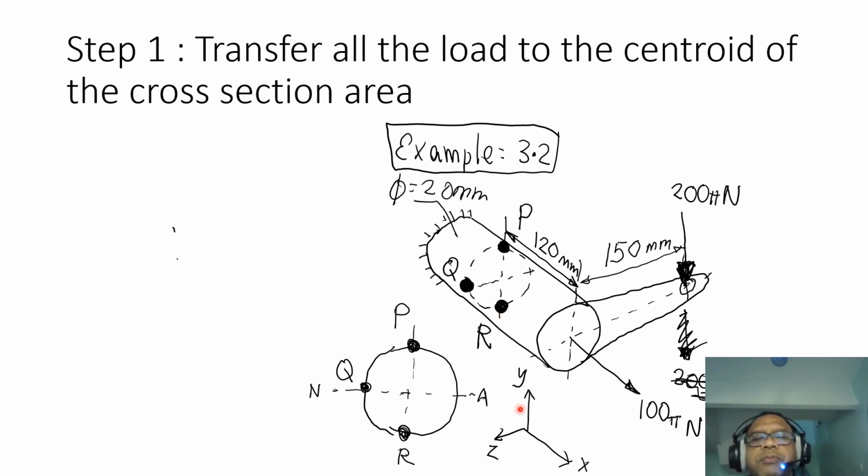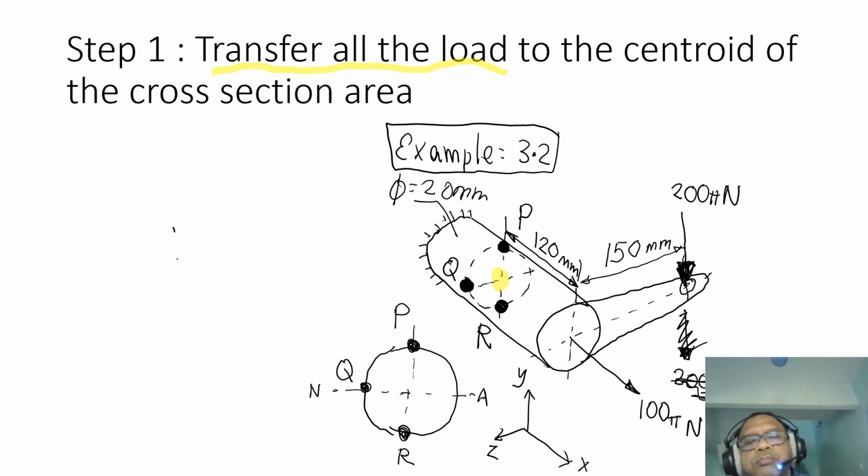So step one is to transfer all the load to the centroid of the cross-section area. So where is the centroid? The centroid is here. I'm going to use this yellow pen to highlight its location. It means that I need to transfer this 200 pi Newton to here, and move this to here. So let's do one by one.